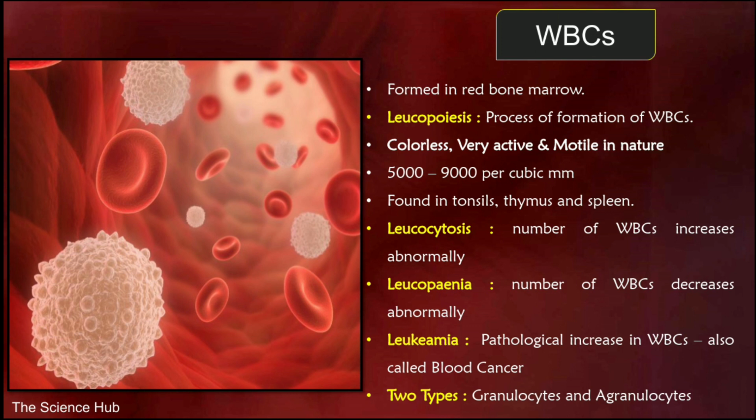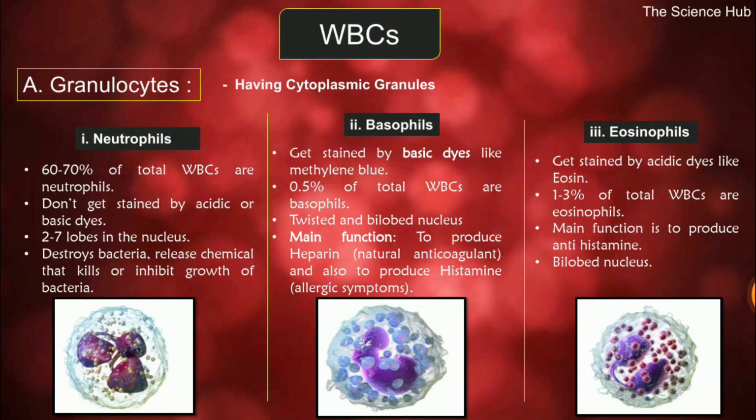The condition in which there is an abnormal increase in the number of WBCs is known as leukocytosis. The condition in which there is an abnormal decrease in the number of WBCs is known as leukopenia. The pathological increase in the number of WBCs is called blood cancer. It can also be referred to as leukemia. There are two types of WBCs, granulocytes and agranulocytes.